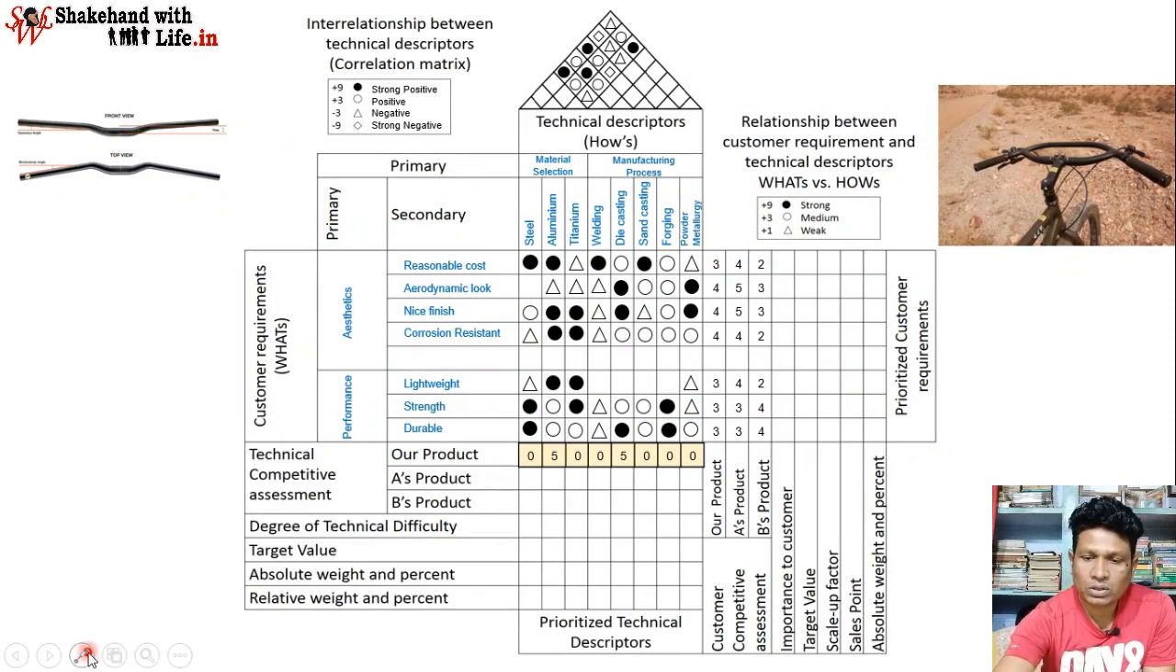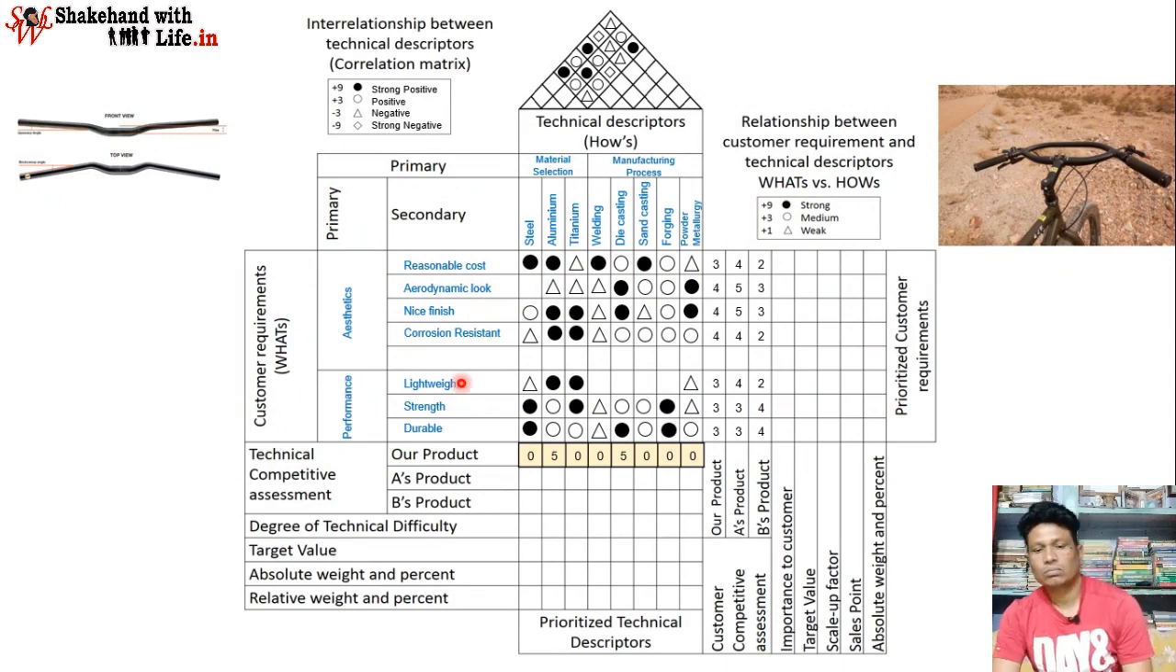The rating of our product for steel is 0. For aluminum our product has a rating of 5. For titanium our product has a rating of 0. And if we talk about the manufacturing process, then for welding it has a rating of 0. For die casting, only for die casting, our product has a rating of 5. For the rest of the processes our product has a rating of 0.